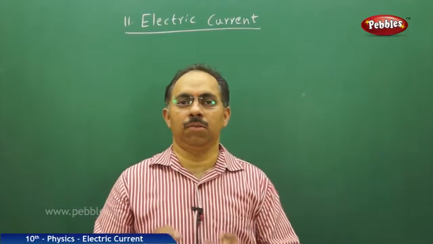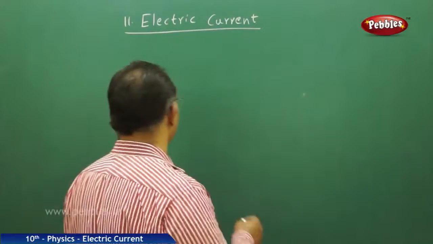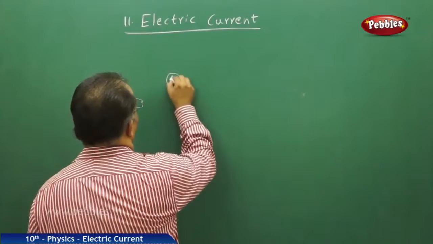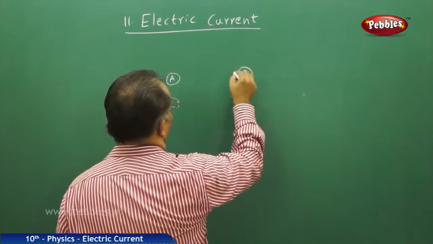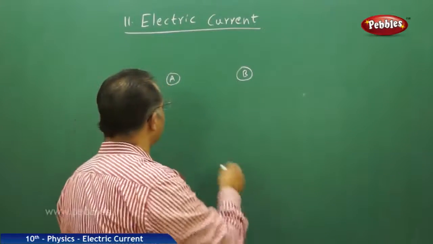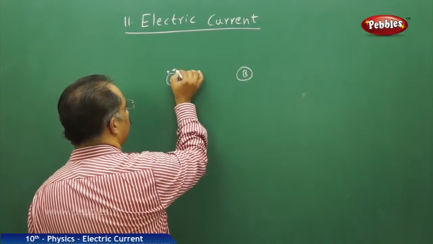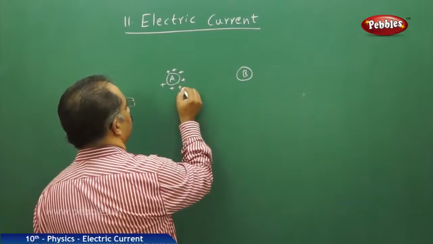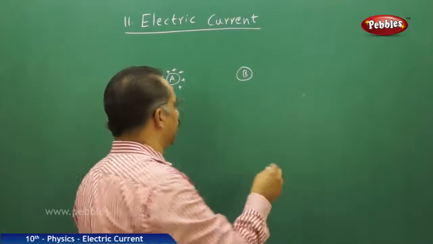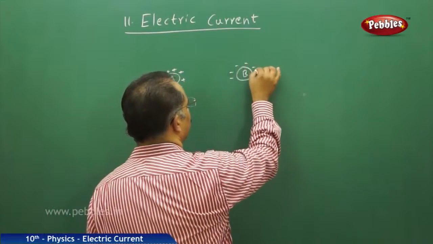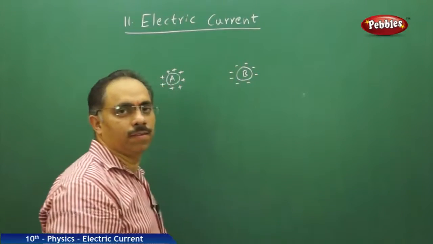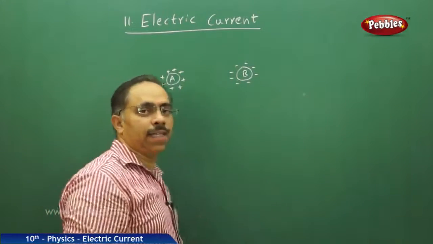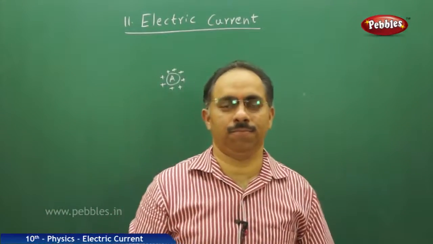To understand static electricity, let us consider two charged bodies A and B. I'll say A is positively charged, so I will denote it with a plus sign. And B is negatively charged, so I will denote it with a negative symbol. Whenever I say there is a positively charged body, it has an area surrounding it where it can influence.